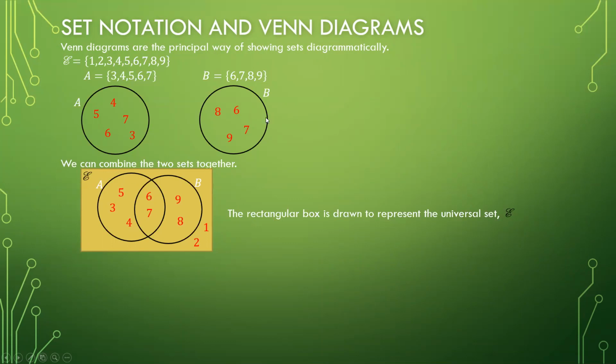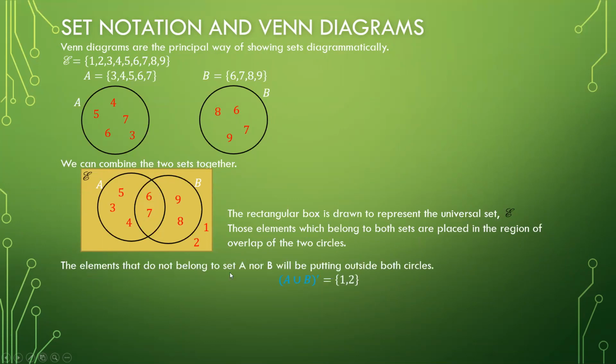So we draw two circles, we combine these two inside here, and those elements which belong to both sets, like 6, 7, you can see 6, 7 here, you also have 6, 7, we put in the middle here. And the elements that do not belong to A and B, which are 1 and 2, I will put outside of A and B, right? So you can see from here, if A combines with B, then the complement, which is not belonging to A and B, will be 1 and 2. So you'll be putting it outside here, right?